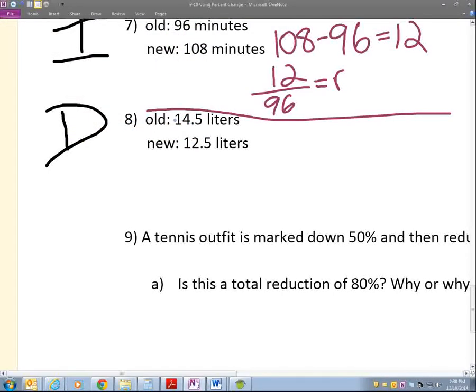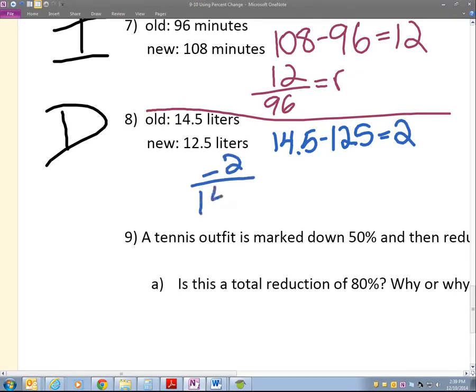You darn right. So I had the bigger one, 14.5 minus 12.5, and that's equal to... But it's a decrease, so I need to go negative. Negative 2 over the old one, 14.5, equals the rate. Does it have to be R? No, I'm just showing that's the rate. You're going to just have that, then you're going to do the division problem tonight. All right. Next.